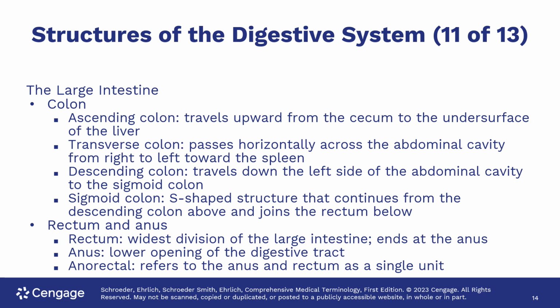The descending colon goes on the left side of the body down to the sigmoid colon. The sigmoid colon is shaped just like an S and joins the descending colon to the rectum. The rectum is the widest part of the colon and ends in the anus, where there is an anorectal sphincter to control flow of waste products out of the body. Sometimes it works better than others.